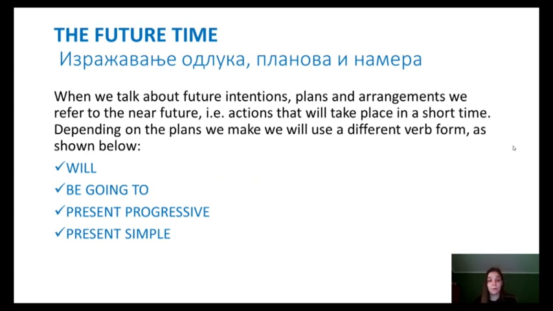When we talk about the future intentions, plans and arrangements, we refer to the near future. In other words, we refer to actions that will take place in a short time, depending on the plan. We will use a different verb form as shown below. Will, be going to, present progressive, present simple.